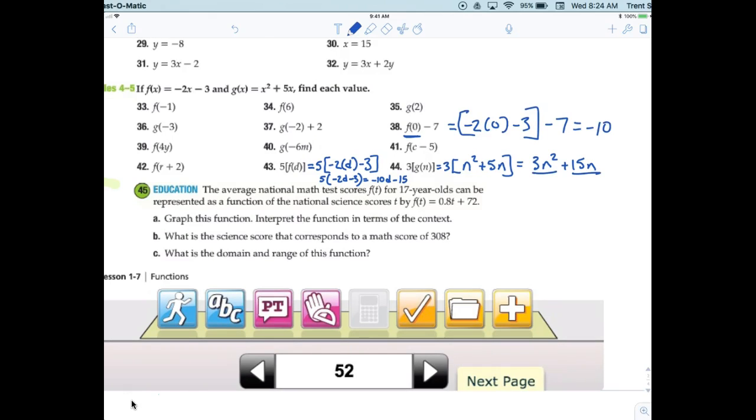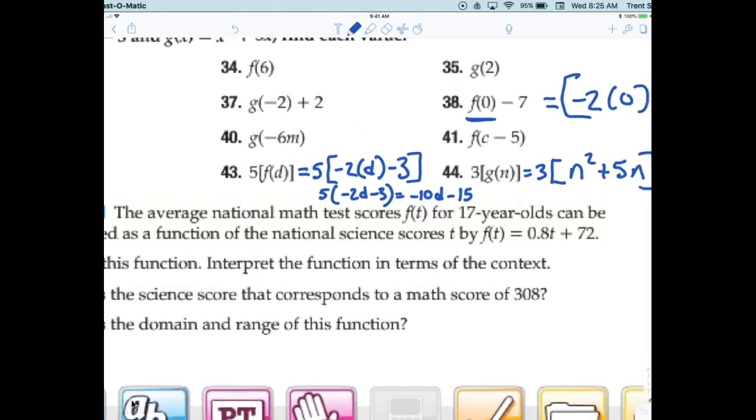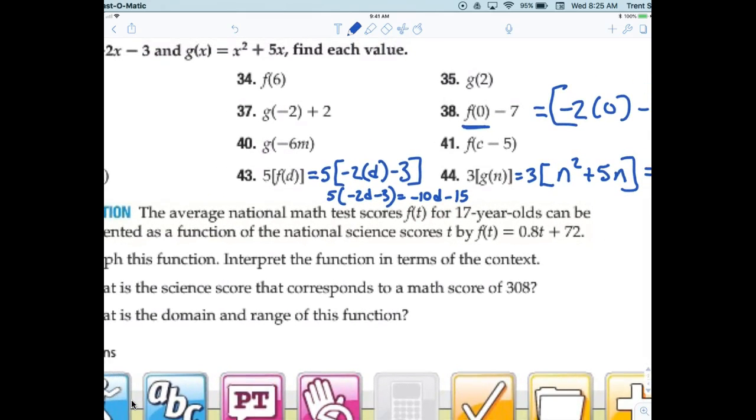You happy with that? Yes. Very good. Yes, sir. Which one? 37 is essentially the same as 38, except I like doing this problem because there's a negative in there, and I want to make sure you understand that.